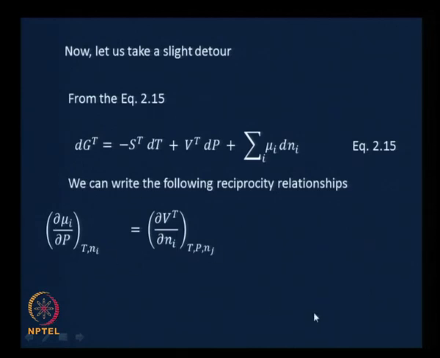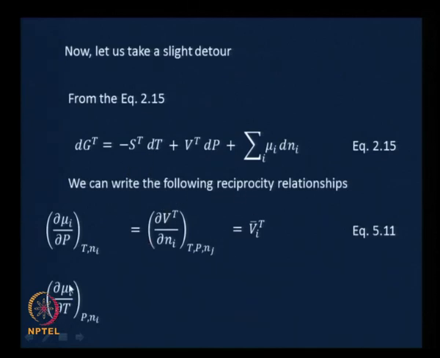We can write this, and that equals, this is nothing but the definition of the partial molar volume, V_i^t hash. Let us call this equation 511.